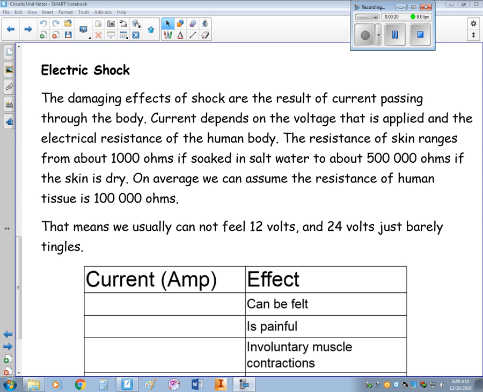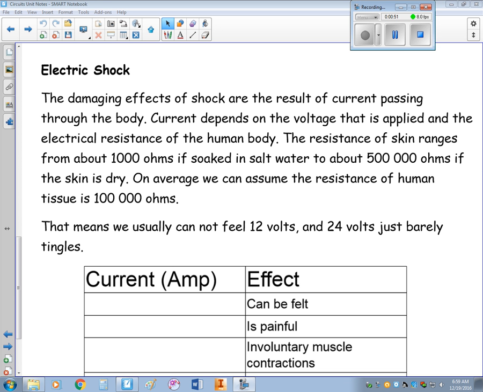Now, current does depend on voltage. We learned that V equals I R. So a greater voltage means a greater current. But it also depends on the resistance. So if I have high voltage and high resistance, the current may be very small. But if I have high voltage and low resistance, the current can be very high. So again, the current depends on the voltage that's applied and the electrical resistance of the human body.